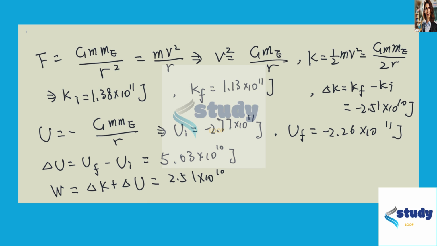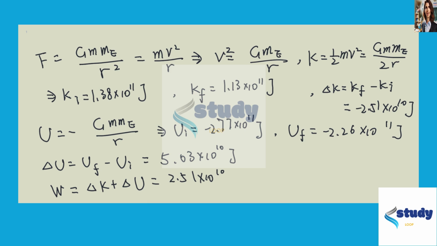For question B, the potential energy is negative G times mass times mass divided by the radius. Again, we plug in the numbers. We have the initial potential energy is negative 2.77 times 10 to the 11 joules. And the final potential energy is negative 2.26 times 10 to the 11 joules. The change of potential energy is positive.